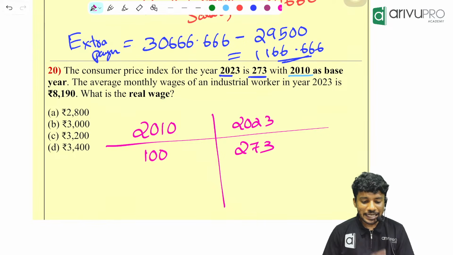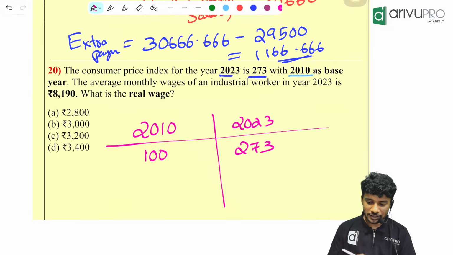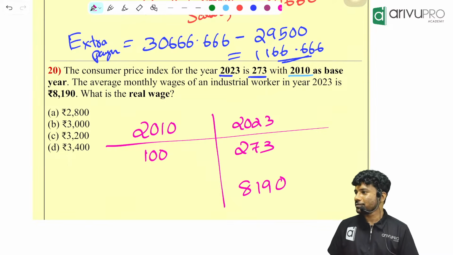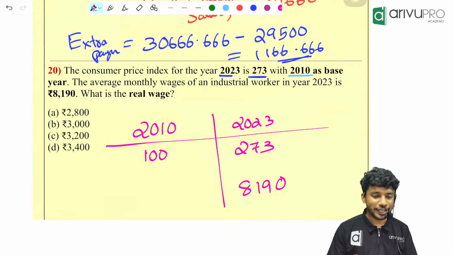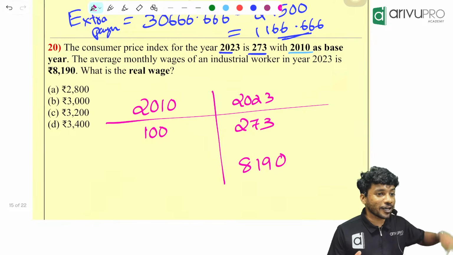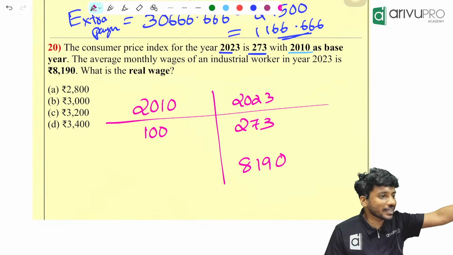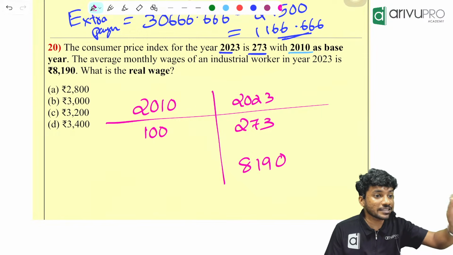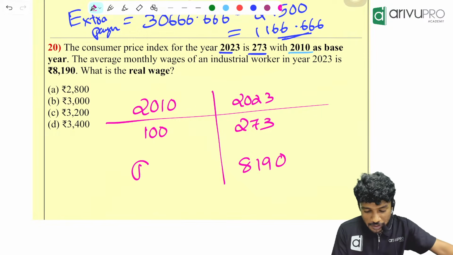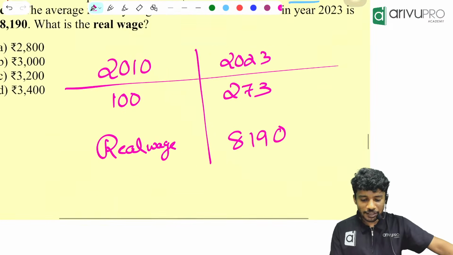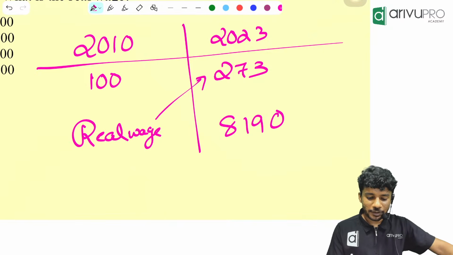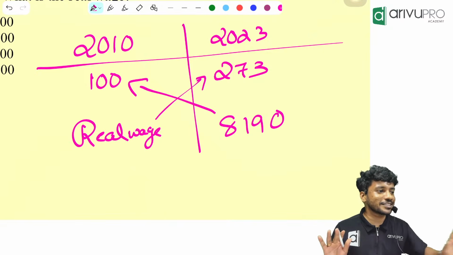273. Then, the average monthly wages of an industrial worker in 2023 is 8,190. They are asking you to find the value of real wage. They are asking how much the real wage should be after tracking the inflation, exactly how much he is getting. That is the question. I will write real wage over here. Then cross multiply, you get your answer. That's all. This is our shortcut.